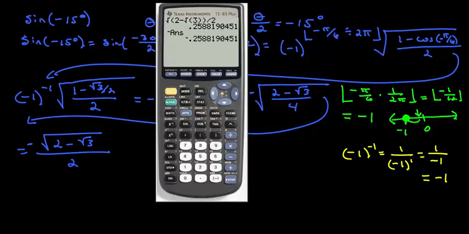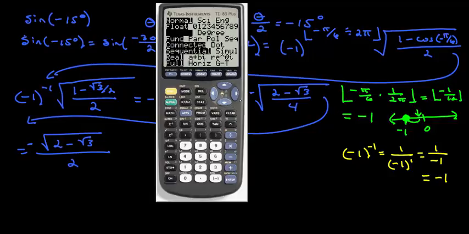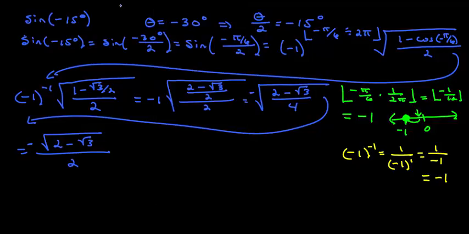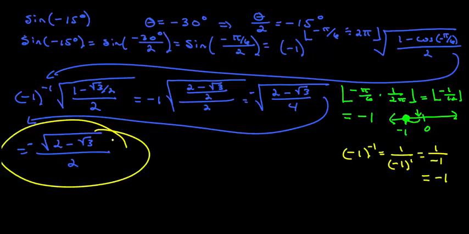Okay. Now, if we take the sine at that angle, so remember our initial angle was negative 15 degrees, so let me go into degrees, and I'll get the same answer. So this down here, that is your exact value of the sine at negative 15 degrees.